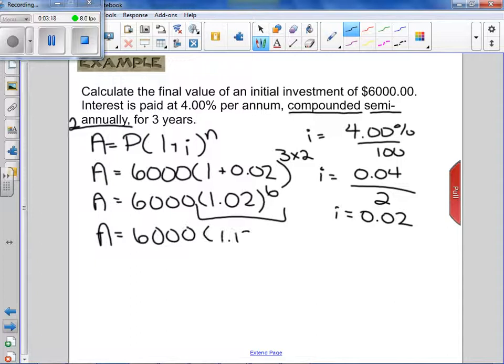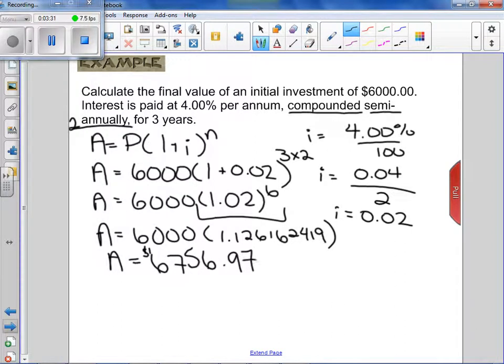I get 1.126162419. Now I multiply, and I get $6,756. And again, because it's money, I round it to 2 decimal places. So if I initially invested $6,000 and I end up with $6,756.97, my interest would be $756.97.